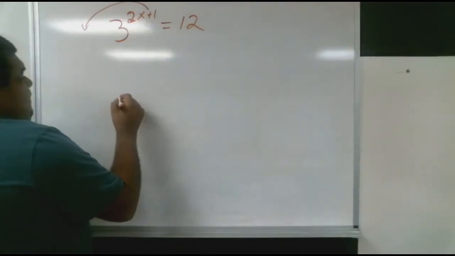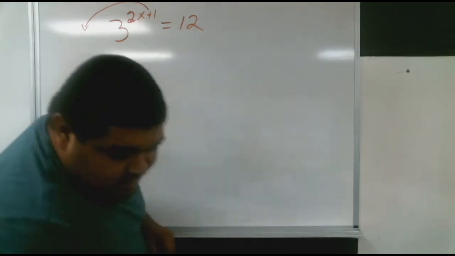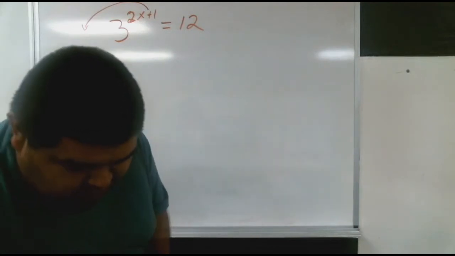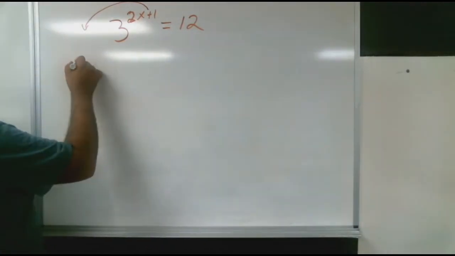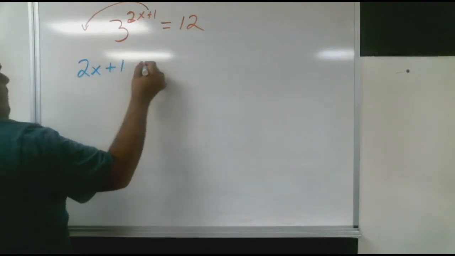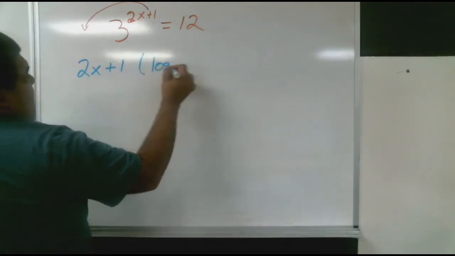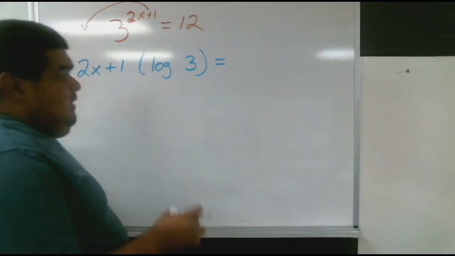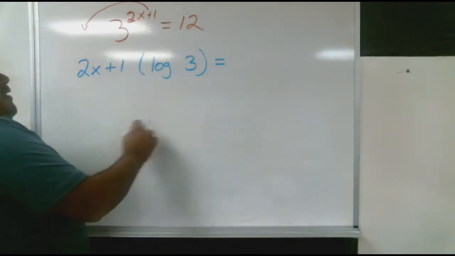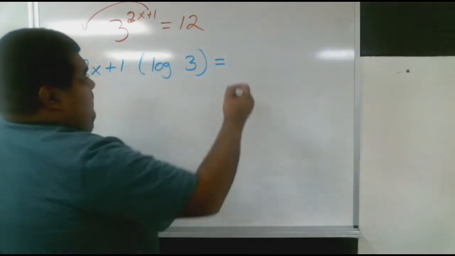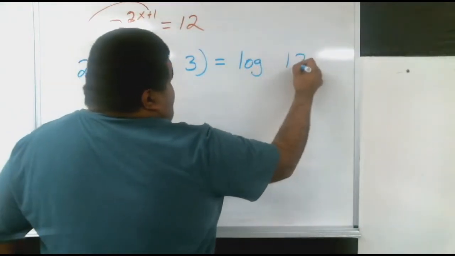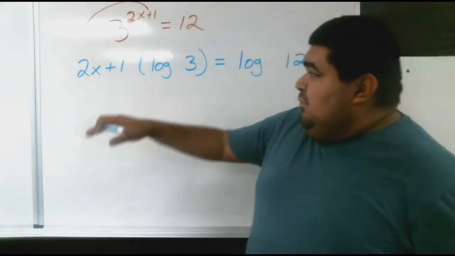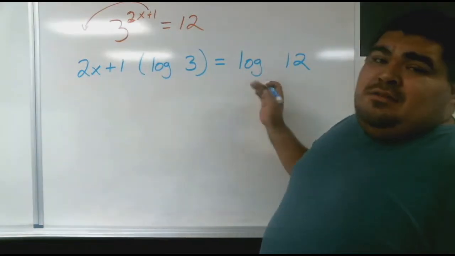So the way we're going to do it is, we're going to move 2x plus 1 in front. Now we're going to have 2x plus 1 times log of 3 equals, since we added a log, because we moved the exponent to the front, we have to do the same thing on the other side of the equal sign. So now we have log of 12. Because remember, whatever you do to one side, you have to do to the other. Since we added a log, we have to add a log on the other side.